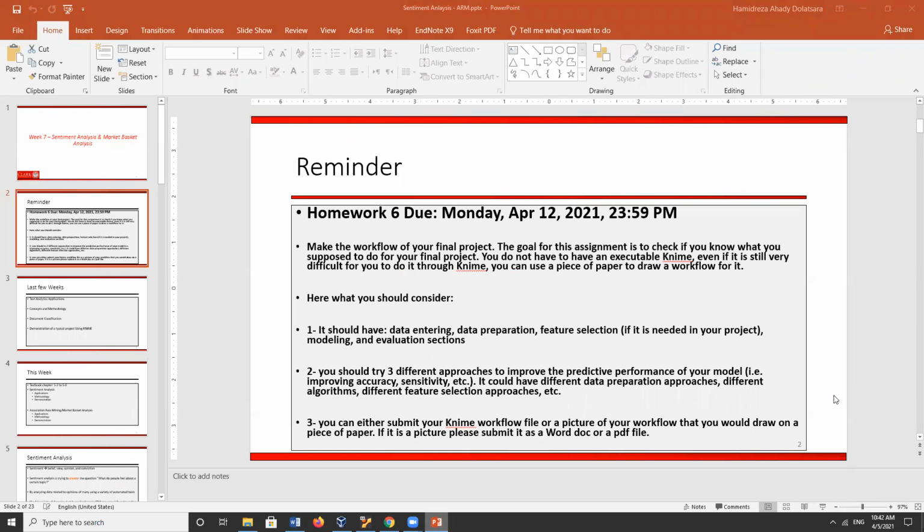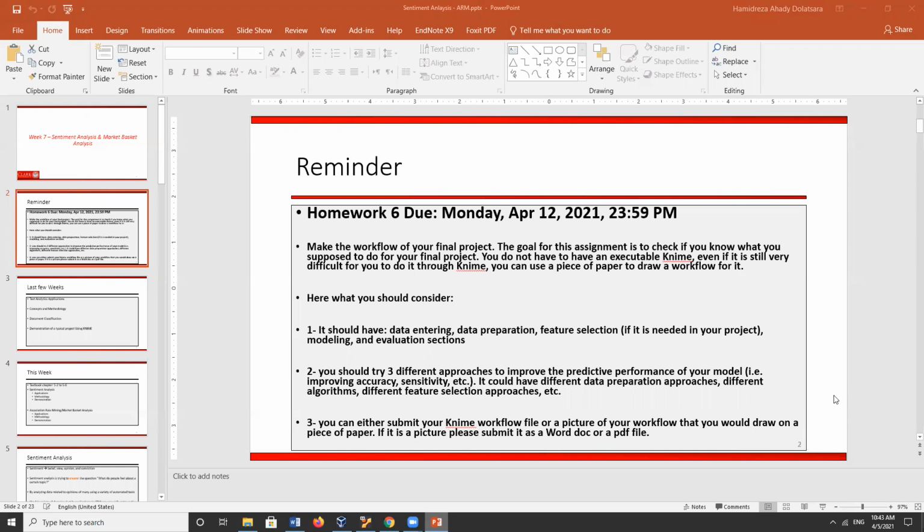For some parts of KNIME, when you drag and drop new components from the internet, maybe you need to update your KNIME or install some packages. But at the end, I just want to see how you understand the workflow of your project. And also, I expect you to try 2 different approaches to improve the predictive performance of your model. Maybe use different algorithms. If you use different algorithms, maybe you add more branches to your workflow.